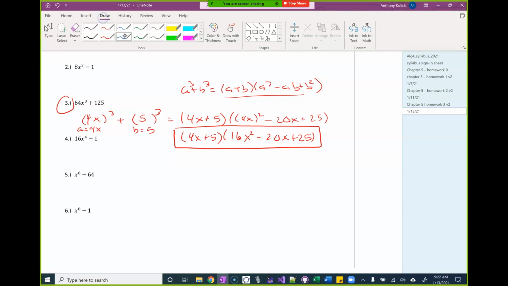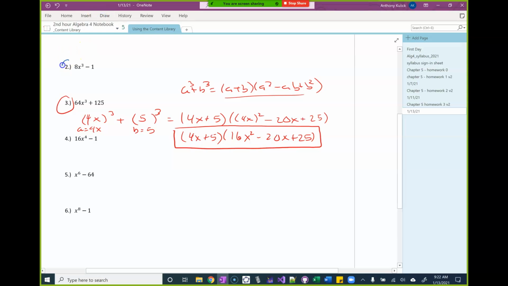So I'll use a different color here. Okay, so again, starting the same way, first thing we do is check for a greatest common factor. Clearly there's not one because the other term is just a 1, right? So there's no common factor going to work there.